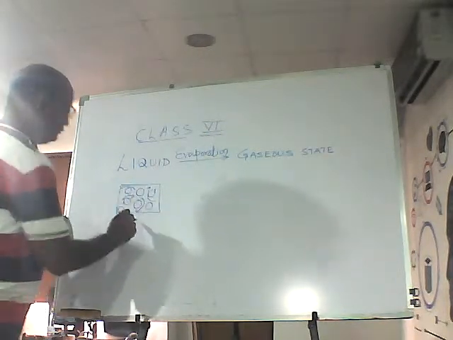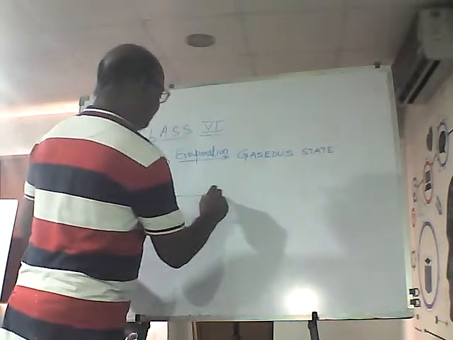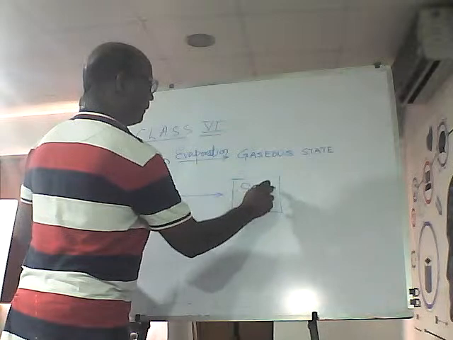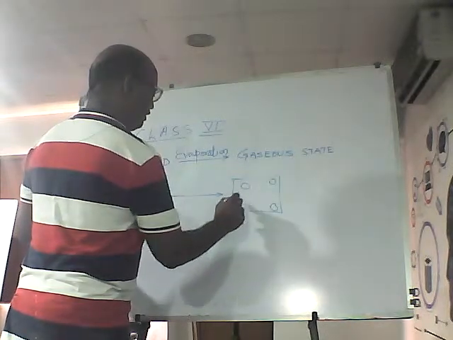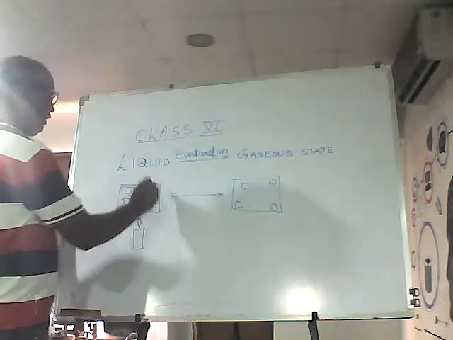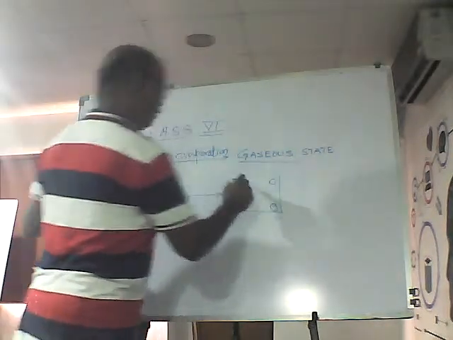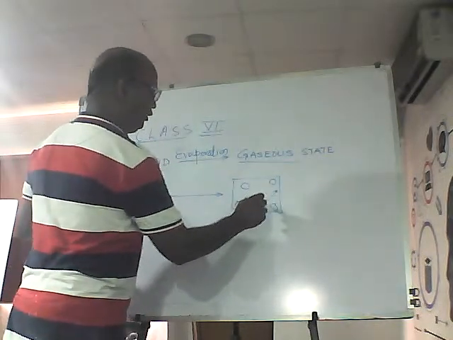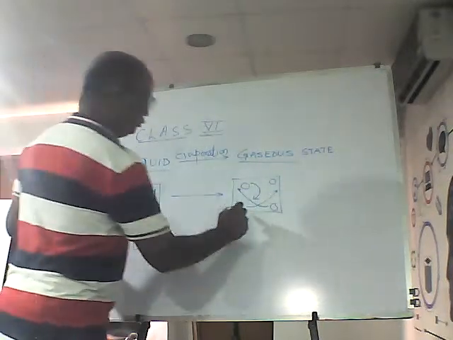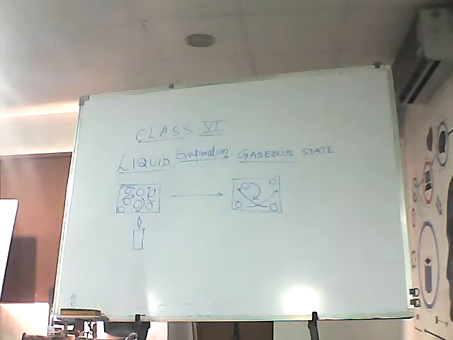When we heat the liquid, what will happen? These molecules get heat energy, and they move away from each other. So we will find the molecular arrangement here is for liquid, but here the molecular arrangement is for gas. Here the molecules are free to move away from each other. So the liquid changes into gas on heating.